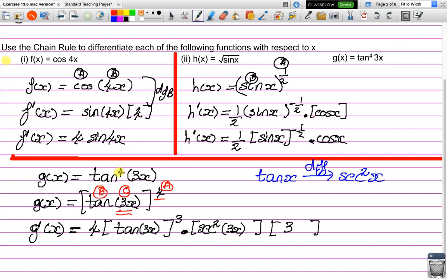So what we have now is g dashed x is equal to, the 3 comes to the front, 3 4s are 12. And then we're going to have tan 3x, all to be cubed on sec squared 3x. And that would be a perfectly acceptable answer. Okay, we move on.